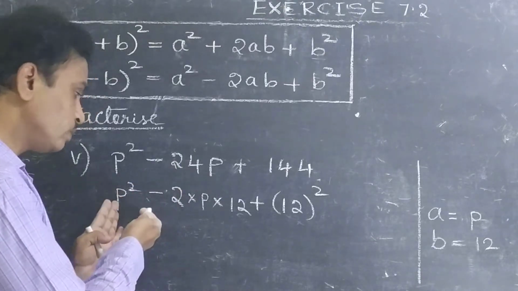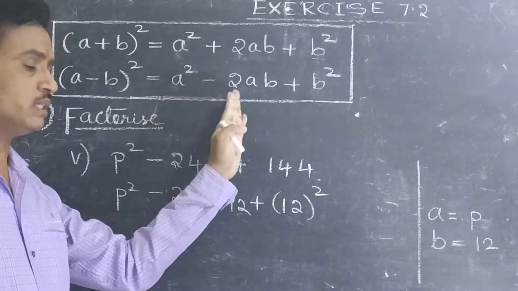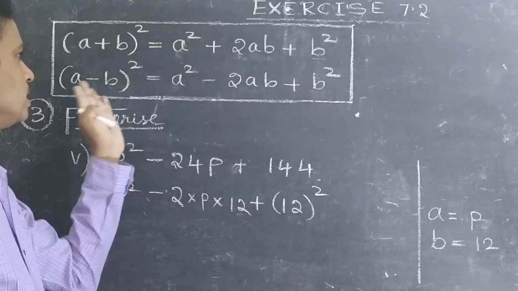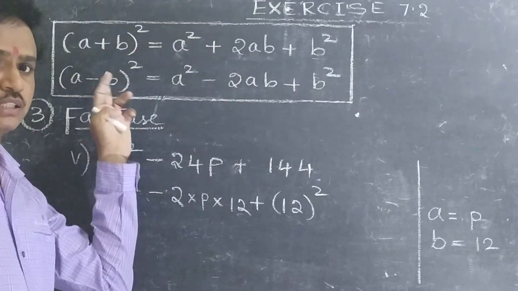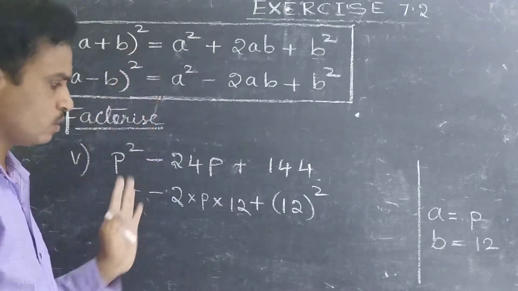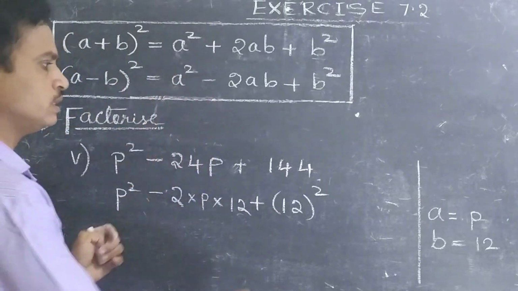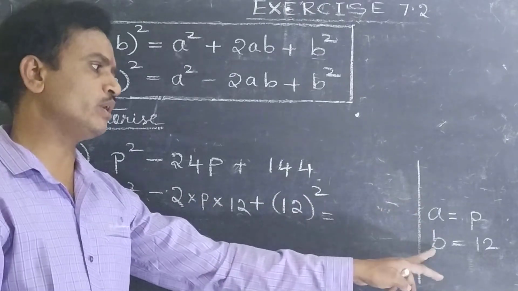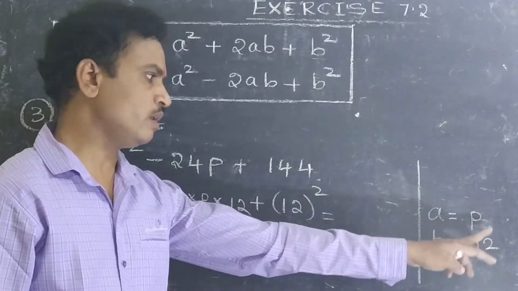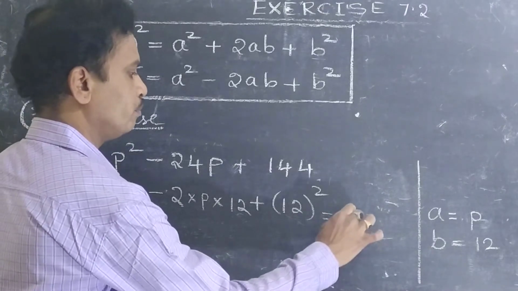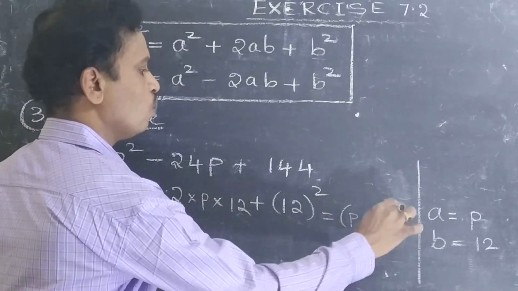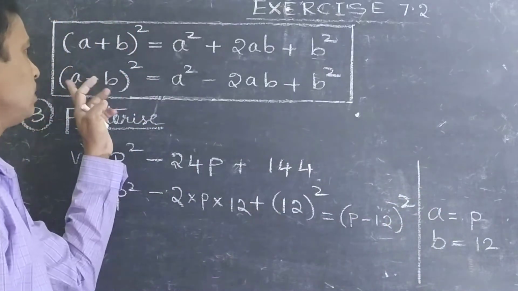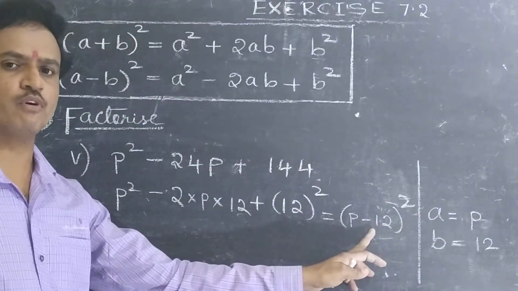Now this will become in this form a square minus 2ab plus b square. Opposite of this, what is the answer here? a minus b the whole square. Now directly we can take this is equal to, already we got a and b values. So p minus 12 whole square. p minus 12 whole square. Now it becomes a minus b the whole square form.